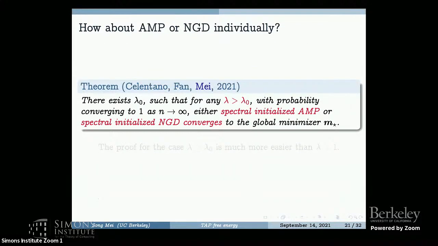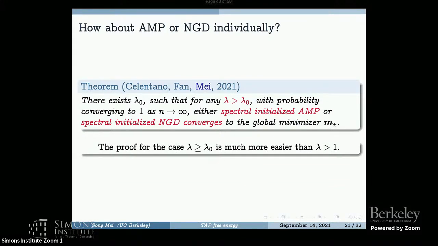And well, how about if we just run AMP or just run NGD themselves, but not run the hybrid algorithm? Perhaps this is what people prefer to do. And we can show that, well, when lambda is greater than a threshold which is greater than 1, we can now drive down this threshold to 1. Then with high probability, either spectral initialized AMP or spectral initialized NGD converges to the minimizer M star. Okay, so the proof of this is much easier than the proof when lambda is greater than 1.